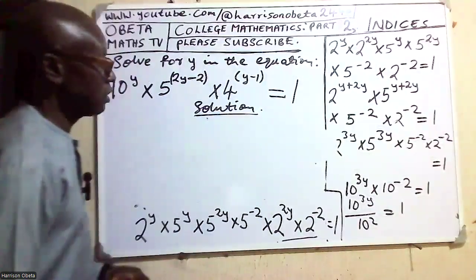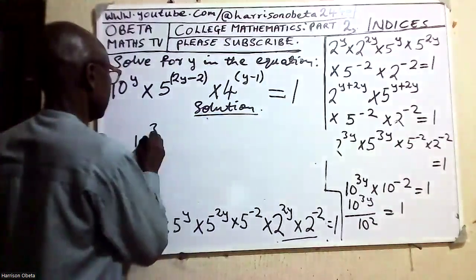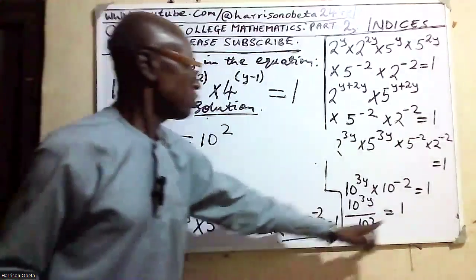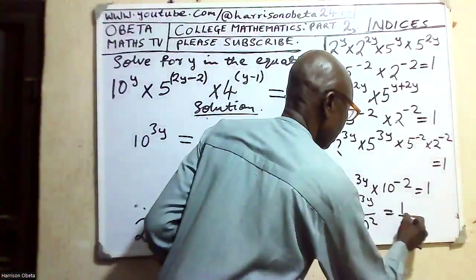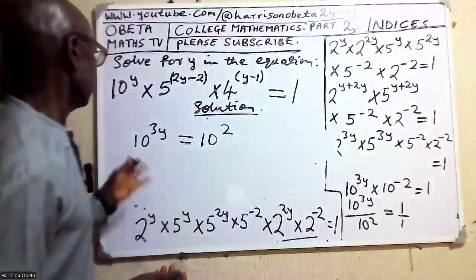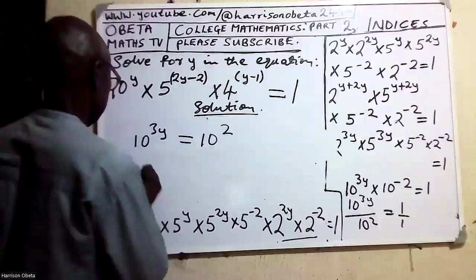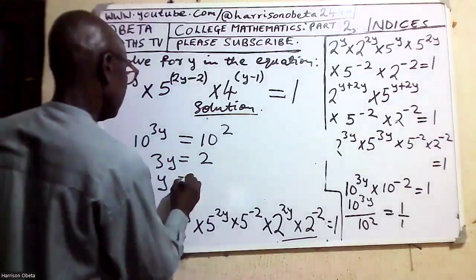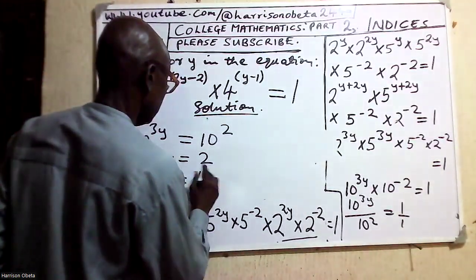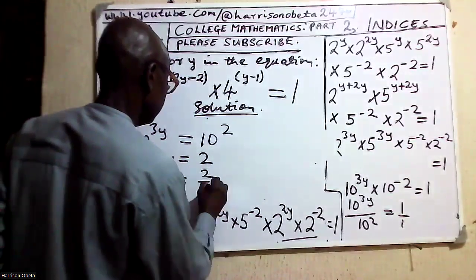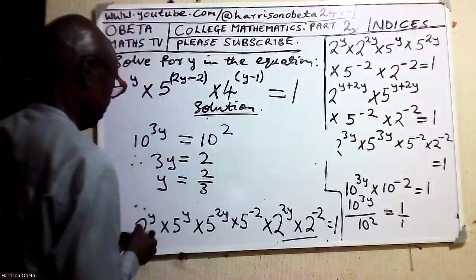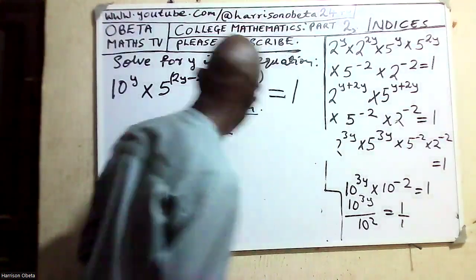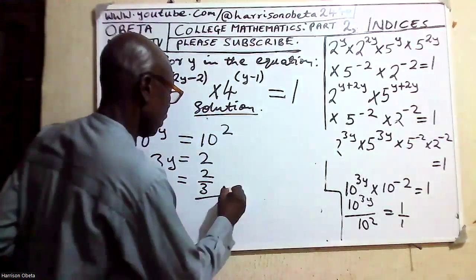Okay. So coming back, we have 10 raised power 3y is equal to 10 raised power 2. That is cross multiplying, because this one means over 1. And in that case, since they have the same base, we equate the powers. Therefore, 3y is equal to 2, y is equal to 2 over 3. Yes, 2 over 3. So our final answer is y equal to 2 over 3. So this is the value of y.